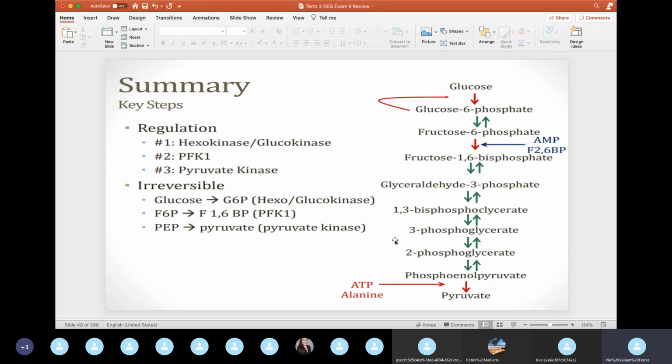They love the regulations. AMP, low energy. Fructose 2,6 bisphosphate, low energy. It increases your PFK1 to make fructose 1,6 bisphosphate. ATP and alanine, high energy. It inhibits your pyruvate kinase from converting phosphoenol pyruvate to pyruvate, thereby lessening your pyruvate.